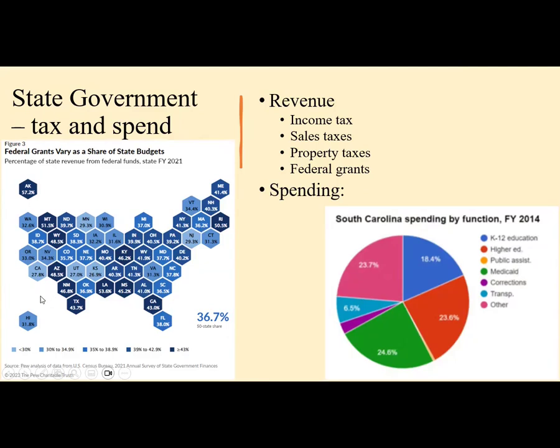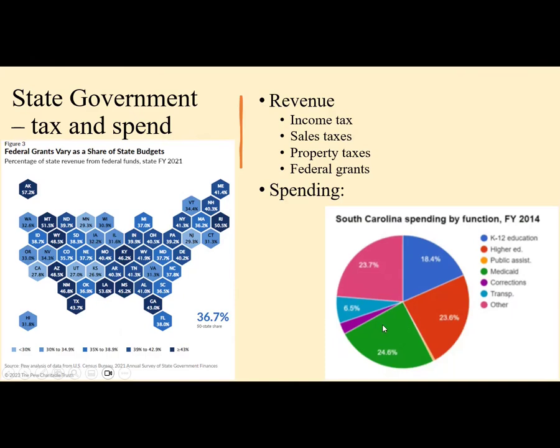This is a map here that shows the percentage of state revenue that each state in the U.S. derives from the national government. You see South Carolina here. 36.5% of South Carolina's revenue comes from the national government. It's like a pass through. So it comes from the national government down to South Carolina and becomes part of South Carolina's budget that it then goes to spend. And on this graphic, you see how South Carolina divvies up its spending.